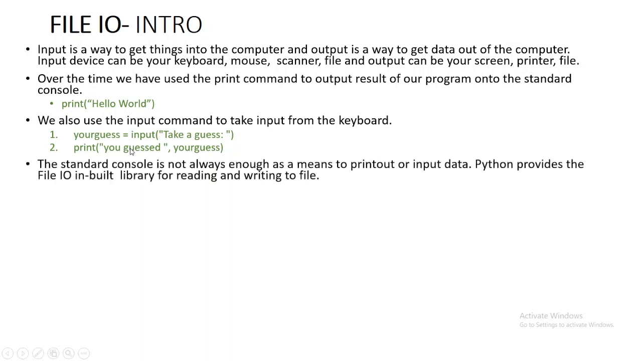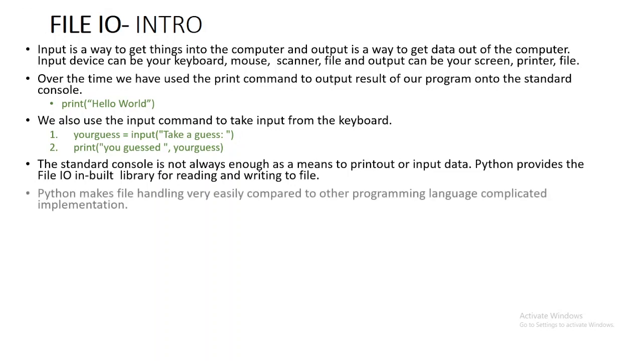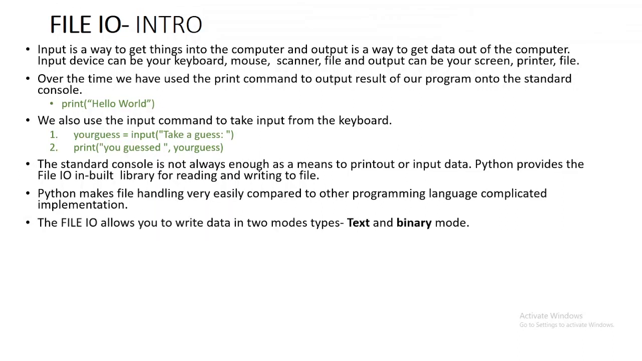The standard console is not always enough as a means of output or an input device. Python provides the file IO inbuilt library for reading and writing to files. Python makes file handling very easy compared to other programming languages that have complicated implementations. File IO allows you to input data into a file as text or in binary mode, or output data from a file as text and also access binary files. So it has these two modes, text and binary mode.